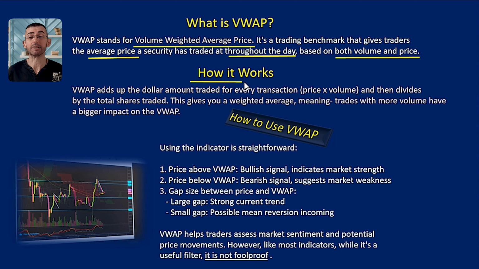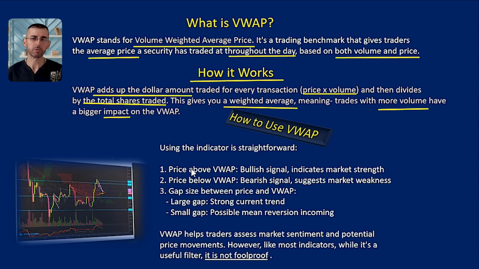The way this indicator calculates this is by adding up the dollar amount traded for each transaction, price times volume, and then dividing by the total shares traded. This results in a weighted average where higher volume trades have a greater impact on the VWAP.